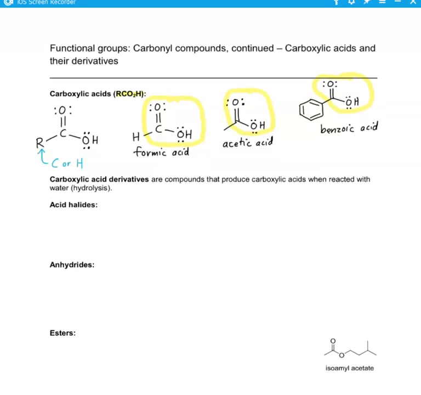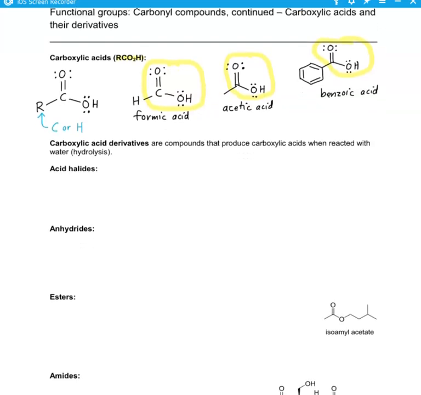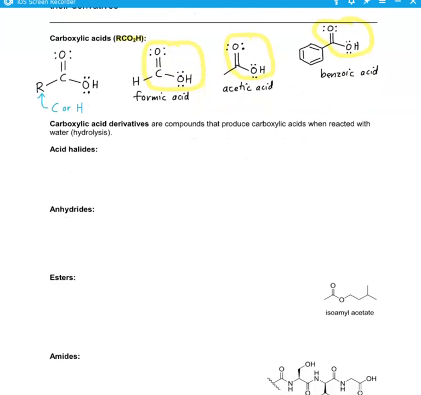A carboxylic acid derivative is a compound that's going to produce a carboxylic acid when you react it with water. So a carboxylic acid derivative plus water in a reaction that's called hydrolysis results in a carboxylic acid. It's also going to result in a byproduct, but we won't worry about that. We'll do that next semester. So there's 4 that we want to think about.